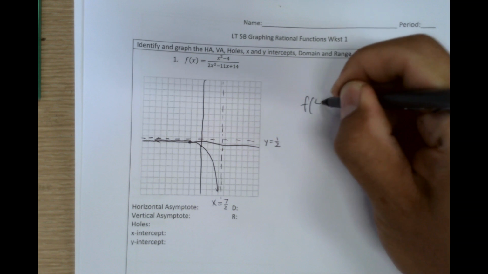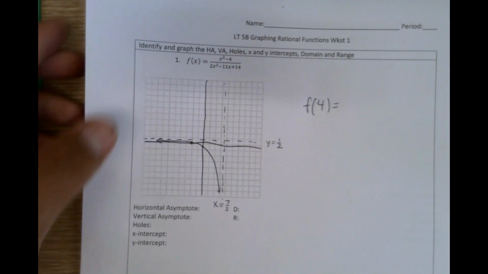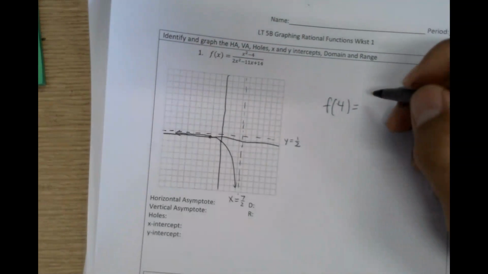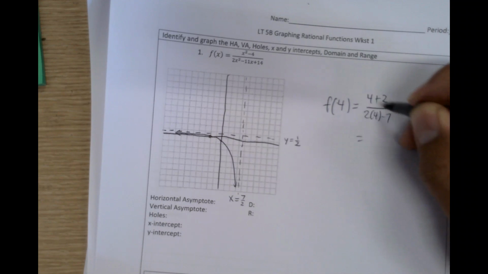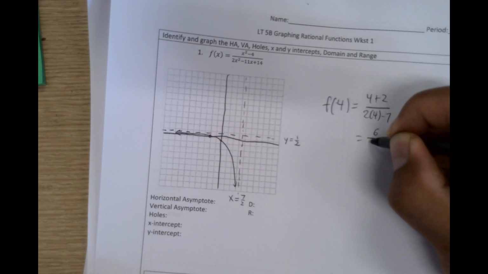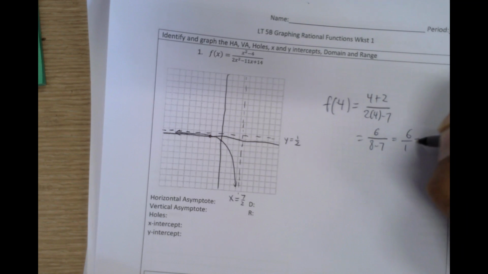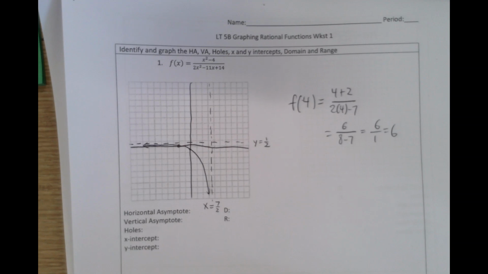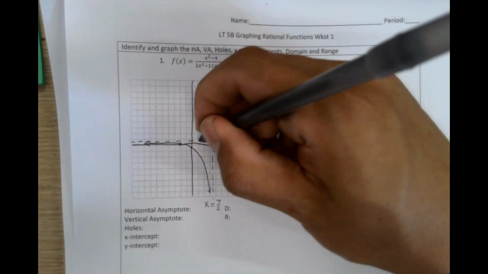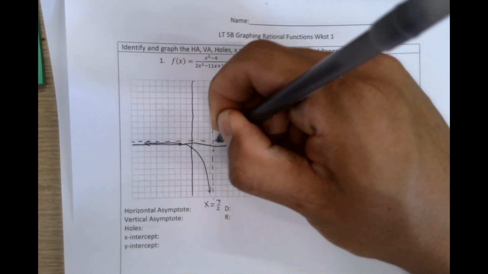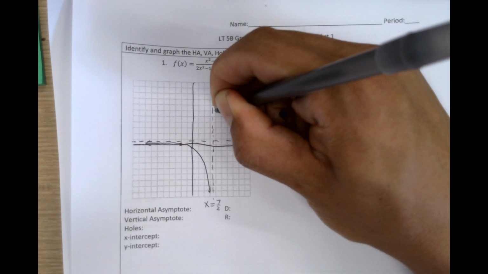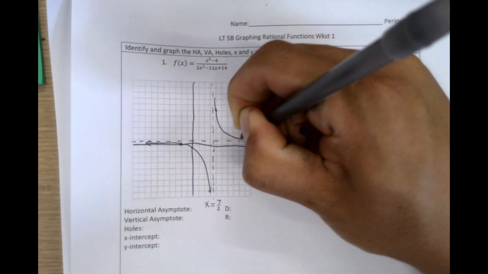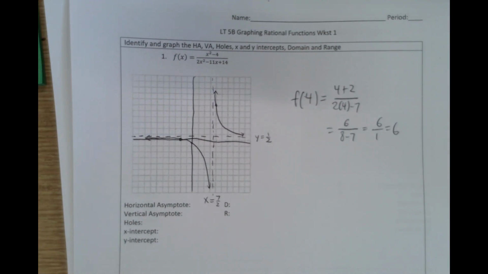F of 4 equals, if you look at our simplified equation, I get 6 divided by 8 minus 7, and I get 6 over 1, and I get 6. So that means at the point 4 comma 6, so 1, 2, 3, 4, 1, 2, 3, 4, 5, 6. It's going to look probably something like this. So I can sketch it. I know my graph is going to look something like that.